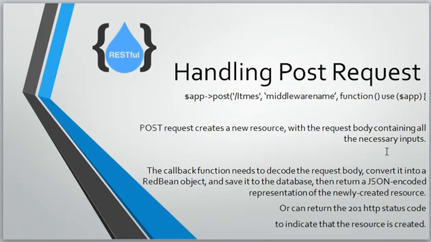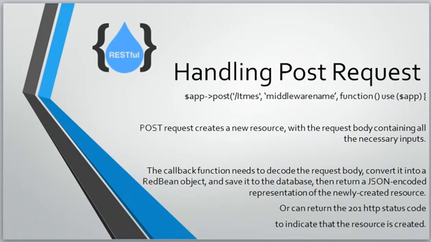Post request creates a new resource. The request body contains all the necessary inputs. The callback function needs to decode the request body, convert it into a RedBean object, and save it to the database, then return a JSON encoded representation of the newly created resource, that is the JSON string. Or it can return the 201 HTTP status code to indicate that the resource is created.